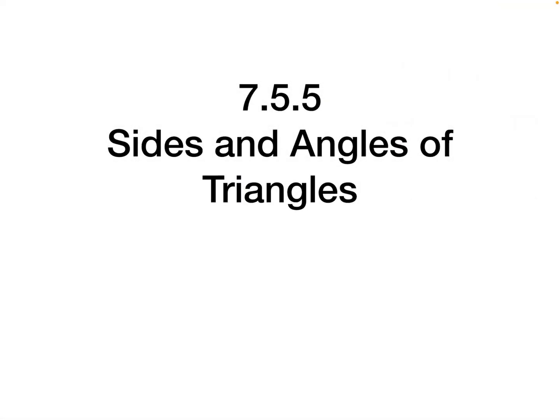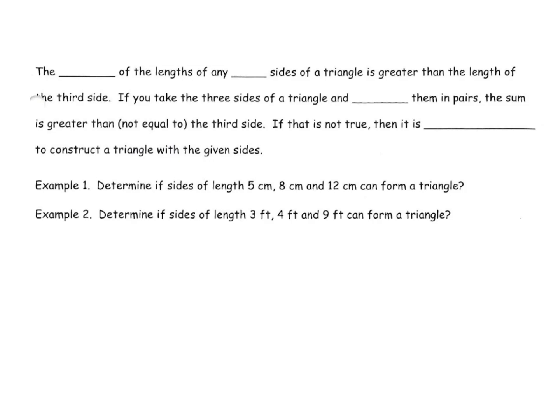Hello, today we're going to talk about a half lesson that falls between lesson 5 and 6 in our unit 7 here. We're talking about sides and angles of triangles, and this is something we've already touched on in a couple of previous lessons, the fact that the three angles of a triangle always add up to 180 degrees. We will do some more with that, but first we're going to talk about the sides of a triangle.